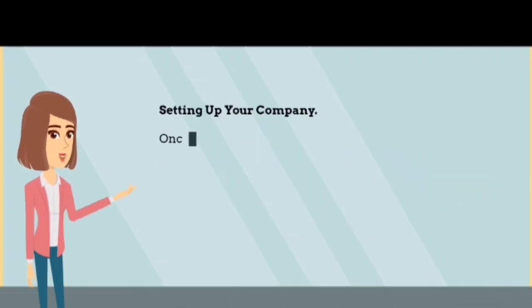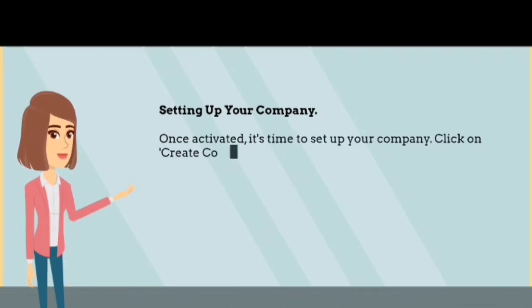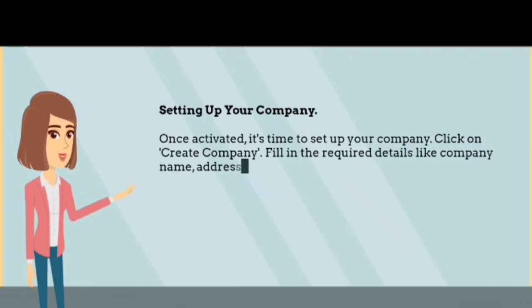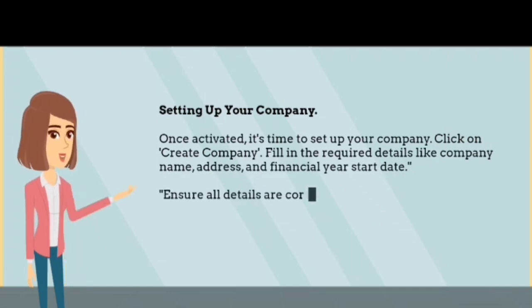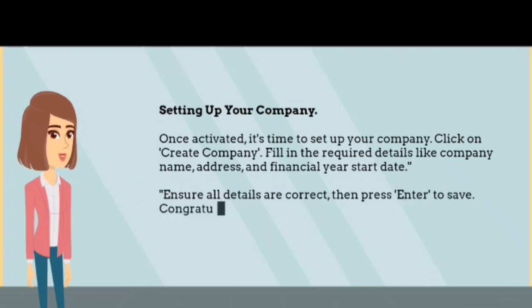Setting up your company. Once activated, it's time to set up your company. Click on Create Company. Fill in the required details like company name, address, and financial year start date. Ensure all details are correct. Then press Enter to save. Congratulations, you've successfully set up your company in Tally.